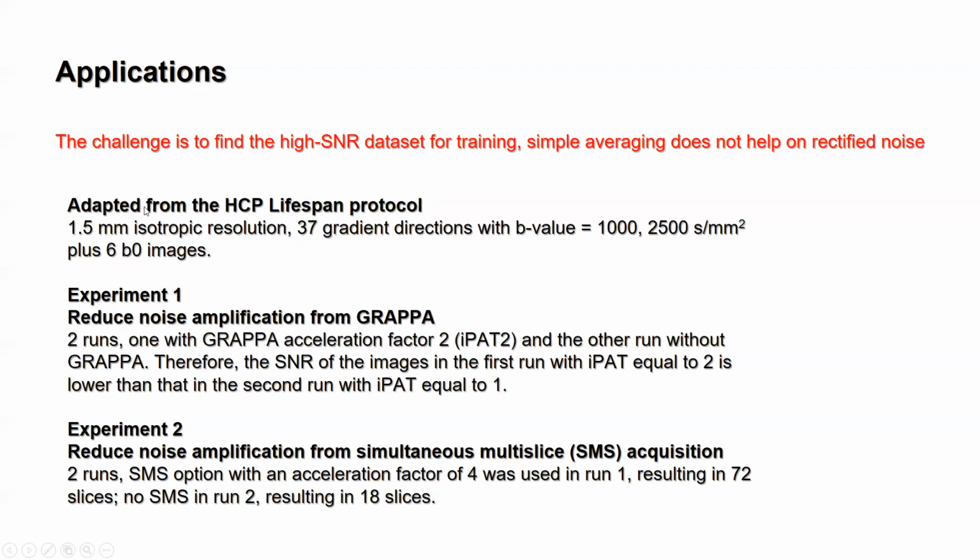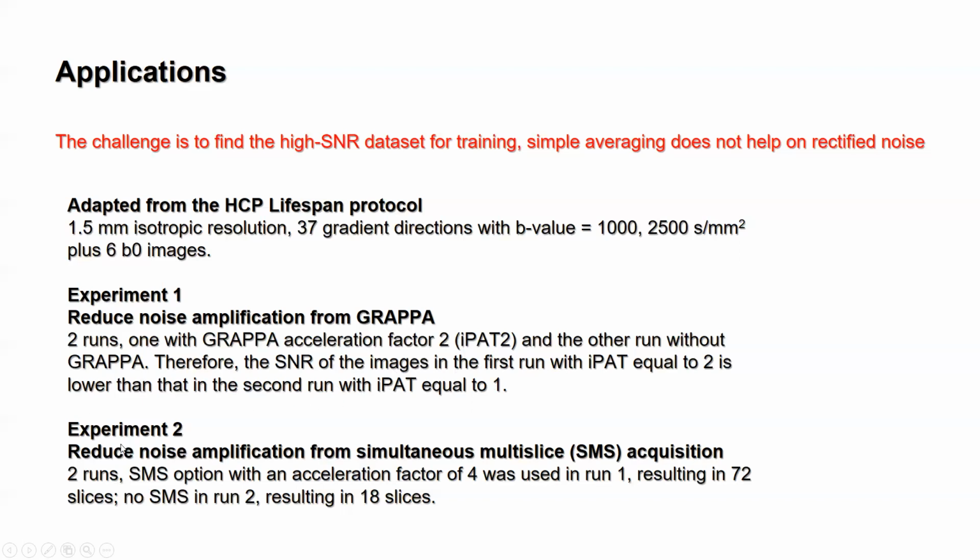So experiment 1 is based on GRAPPA. The purpose of experiment 1 is to reduce the noise amplification from GRAPPA. So we acquired 2 runs, one with GRAPPA acceleration factor of 2, and the other run without GRAPPA. And therefore, the SNR of the images in the first run with GRAPPA equal to 2 is lower than the SNR in the second run with GRAPPA equal to 1.